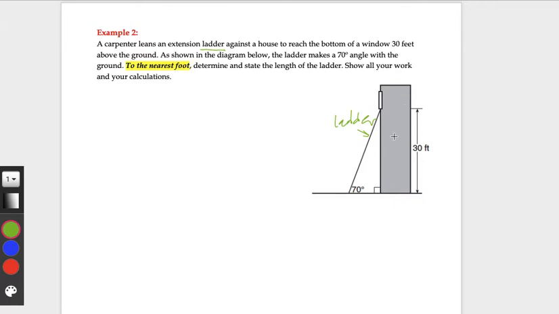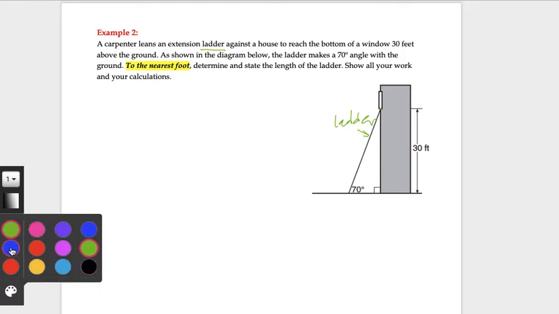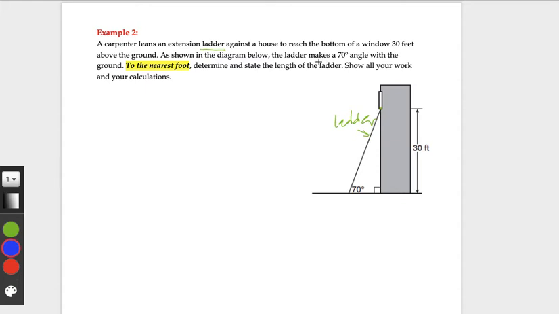So imagine this is a house. Reach the bottom of the window. So you can see this is the bottom of the window, 30 feet above the ground. So from the bottom of the window to the ground, which is 30, let's use a different color. And then the ladder makes a 70 degree angle here. So that's the angle you can see. And the answer says to the nearest foot. Please pay attention. How are you going to round it?